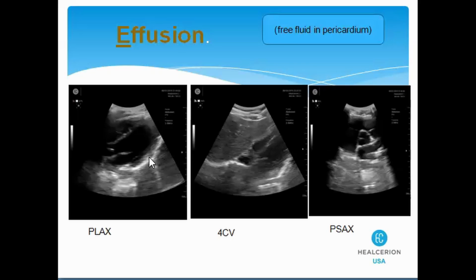Effusion, you know that it looks black because it's fluid, so it will look black just like this, anechoic. And so in all these windows and using all these planes, you can very easily look for the presence of any pericardial effusion.